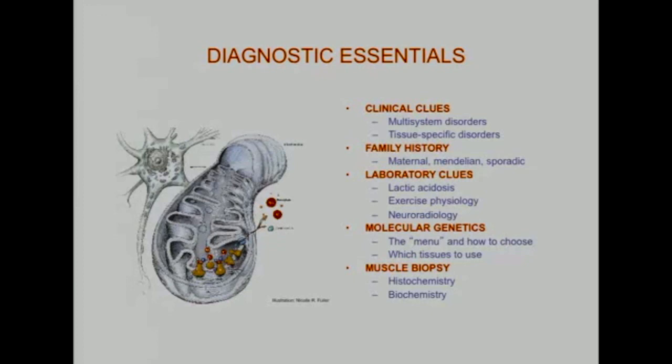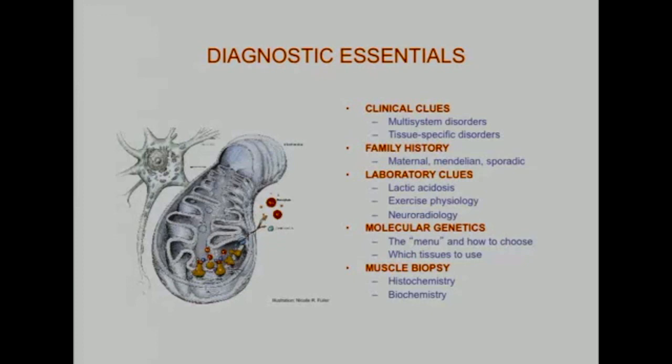Laboratory clues. These patients often have elevated lactate in the blood, particularly children. It's not so common in adults, but in children we often see elevated lactate. These patients often have exercise intolerance, so if you do exercise testing, you'll see that they have an early anaerobic threshold, that they can't exercise like a normal person. And neuroradiology MRIs can often show particular lesions like in Leigh syndrome.